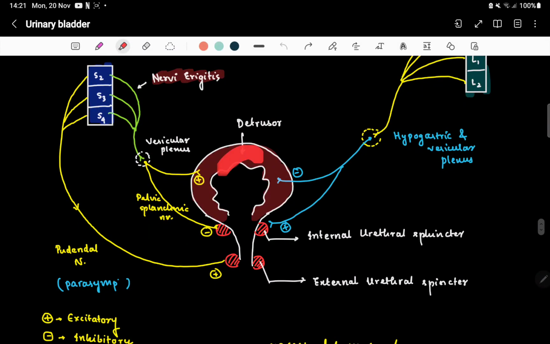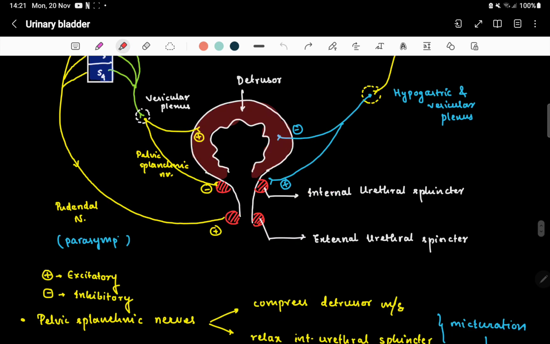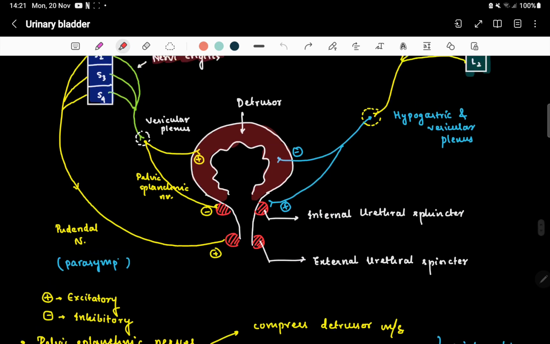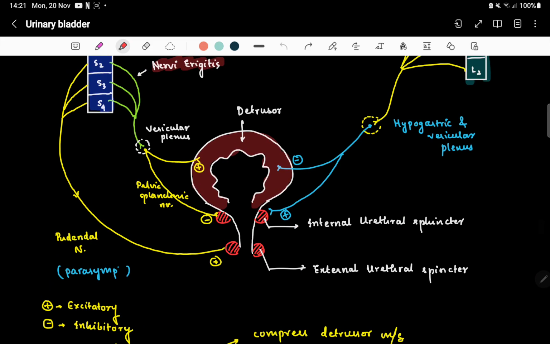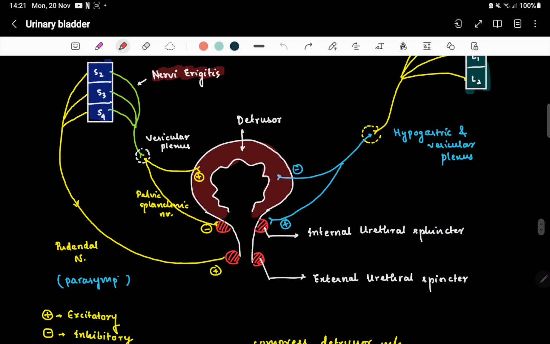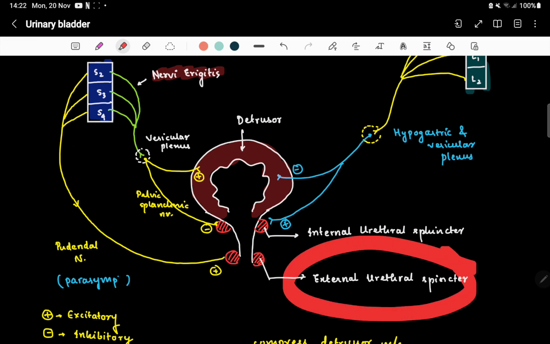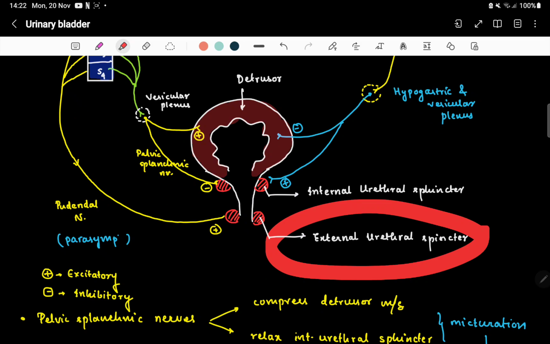They are compressing the detrusor, it will compress the urine out, okay, and relaxing the internal urethral sphincter so that easily the urine can flow out. If the internal urethral sphincter contracts, then urine can't flow out, okay. And from the S2, S3 and S4 divisions, we have our pudendal nerve also, which is a somatic nerve supply, and it supplies the external urethral sphincter, okay, and causes the contraction of the external urethral sphincter, okay.